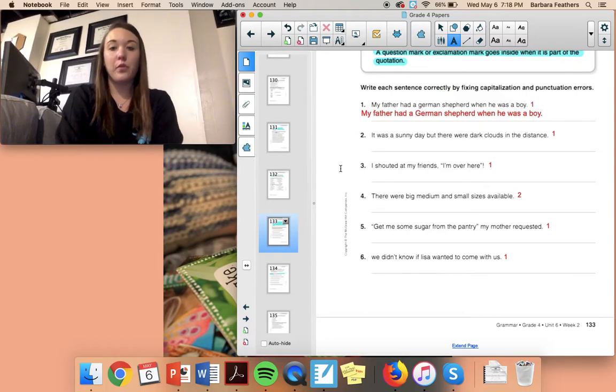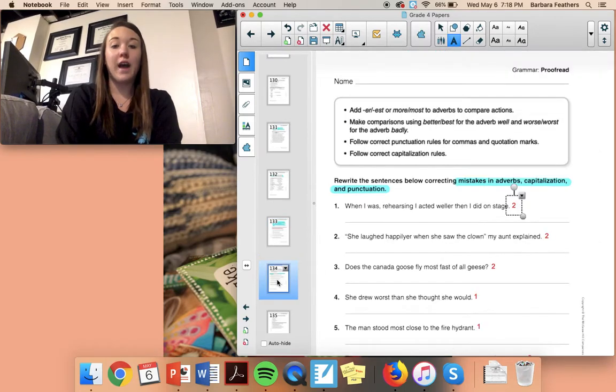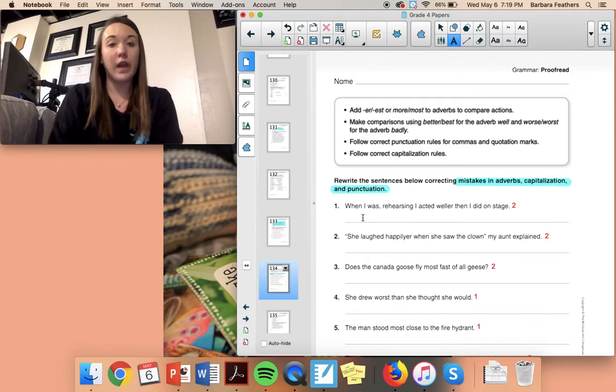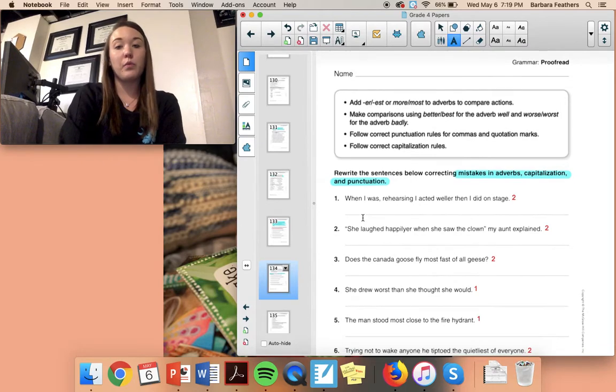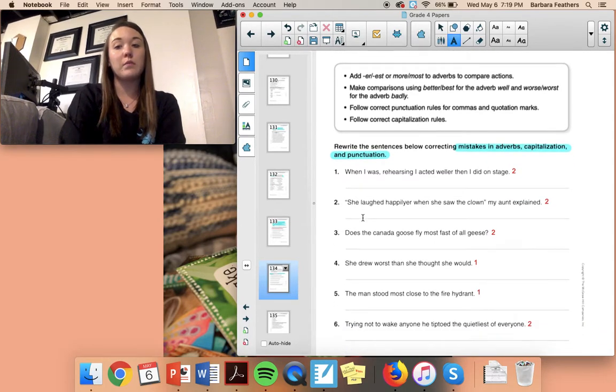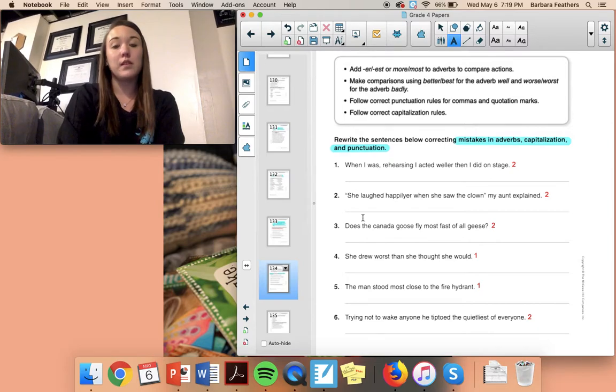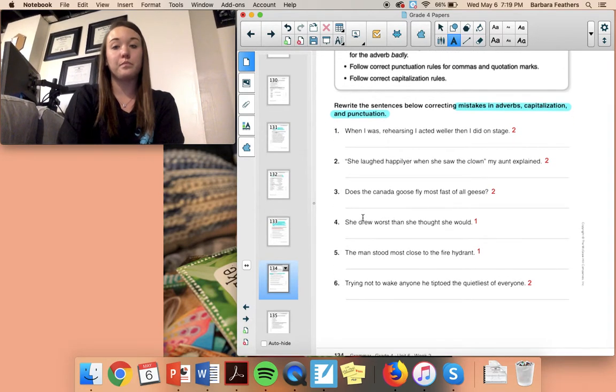Numbers 2 and 3 also have one mistake. Number 4 has 2 mistakes, and numbers 5 and 6 have one mistake. Your last practice page for the entire year is practice page 134. This is a proofreading page. The box on the top gives us some reminders from pages 131 to 133. And you are going to be rewriting the sentences below, correcting mistakes in adverbs, capitalization, and punctuation.